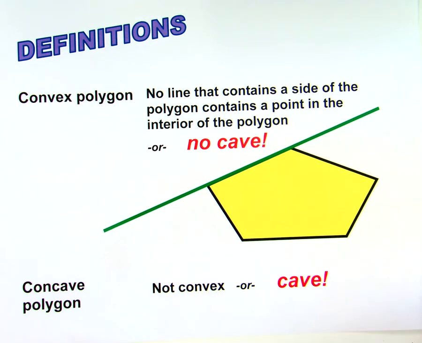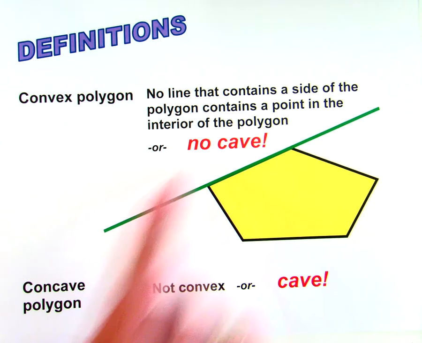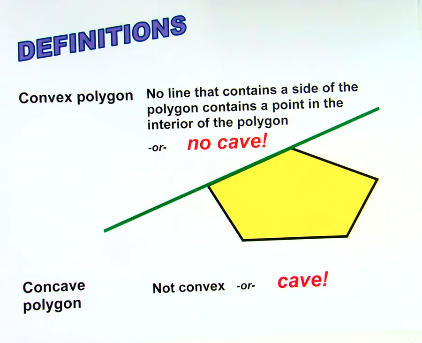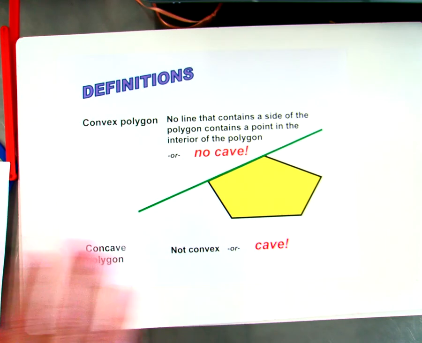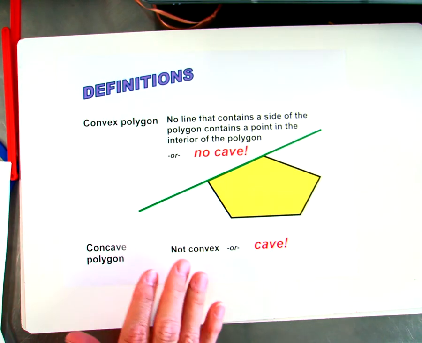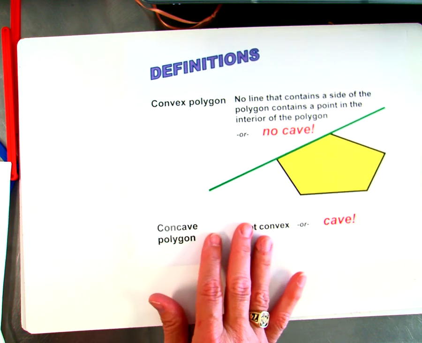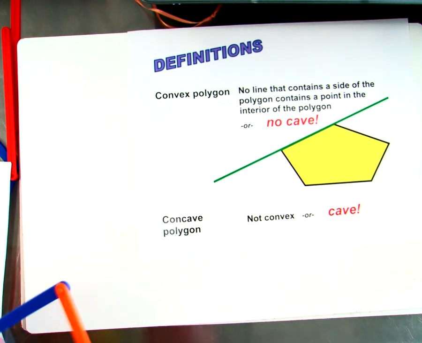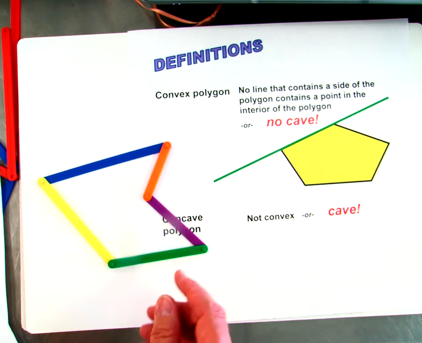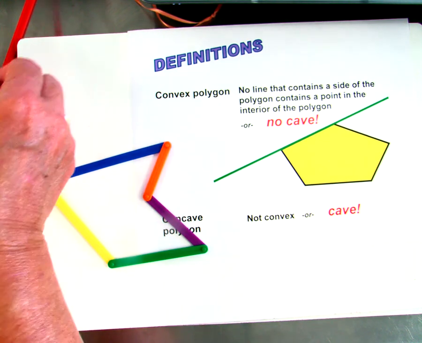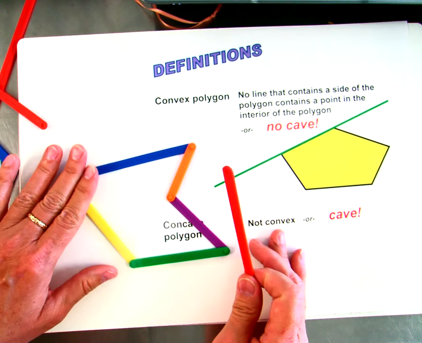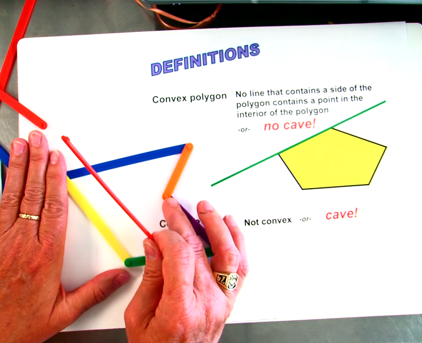They define what is convex. This is the definition of convex, and then say whatever is not convex is concave. Go ahead and write this stuff down, but that's a kind of wordy thing. No line that contains a side of the polygon contains a point on the interior. What does that mean? Okay, here's what it means. So if you have, here is a concave one.